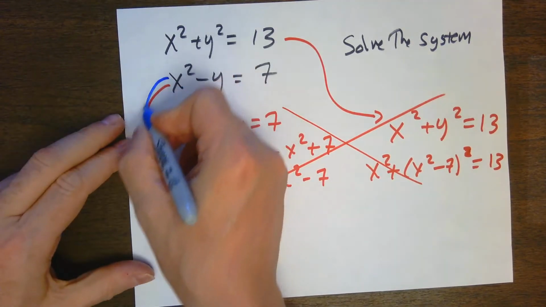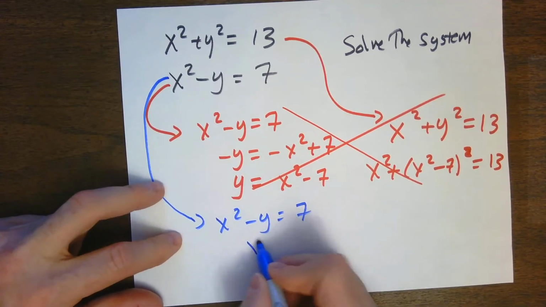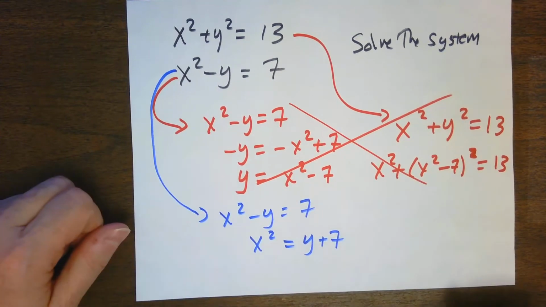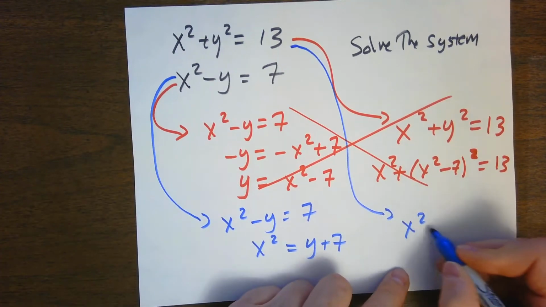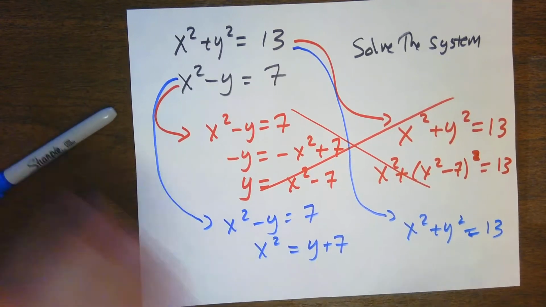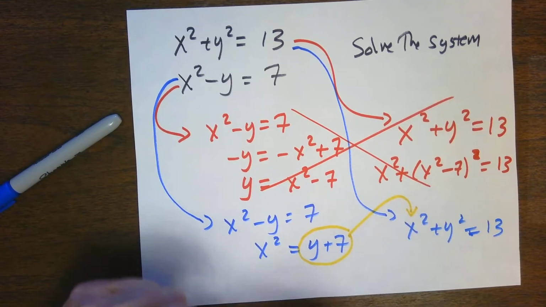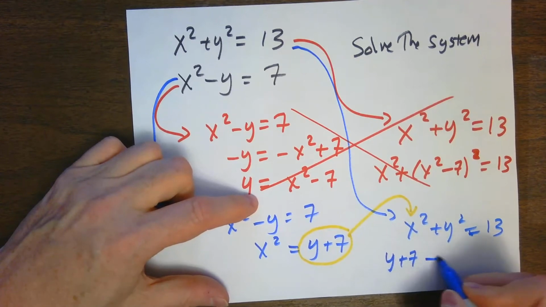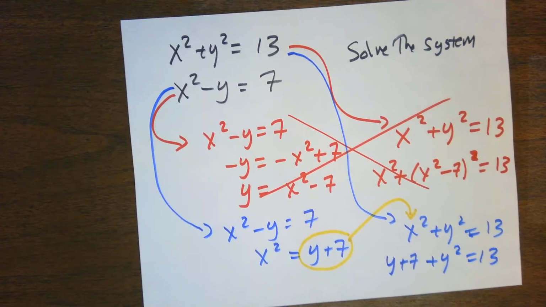All right, so let's take this first equation, x squared minus y equals 7. Solve it for x squared: add y to both sides. Now take the other equation, x squared plus y squared equals 13. And I know what x squared is. I'm going to take that and plug it in for x squared. And I'm going to get y plus 7 plus y squared equals 13. I like that. That's a lot nicer and easier.